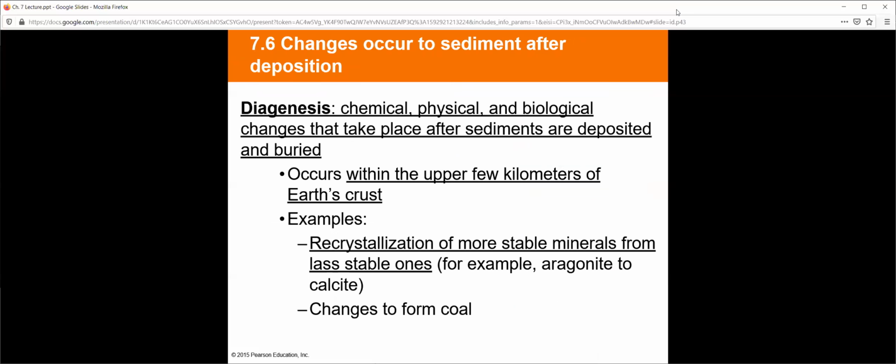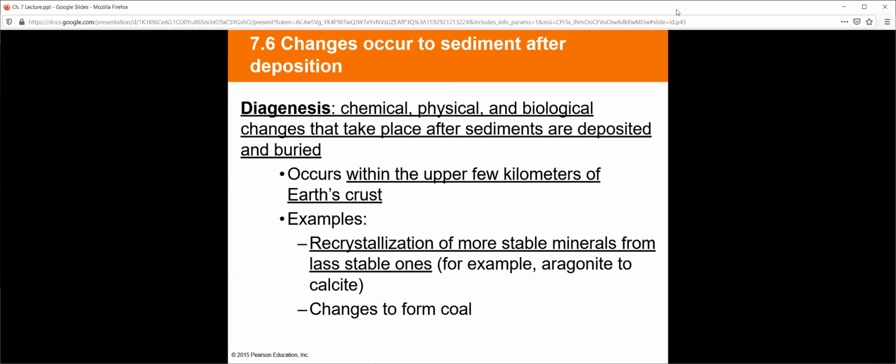So let's talk about some of the changes that can occur to sediment after you deposit it, after you form it. Diagenesis is the term we use to describe the chemical, physical, and biological changes that take place after sediments have been deposited or buried. The genesis, of course, would be the formation of the stuff. The diagenesis is the alteration within it, usually happening within the first few kilometers of the Earth's crust. If you get too deep, things start to melt. You get metamorphism or igneous formation.